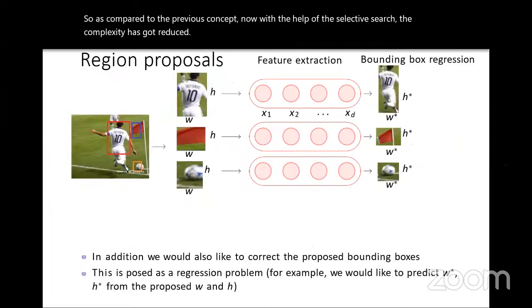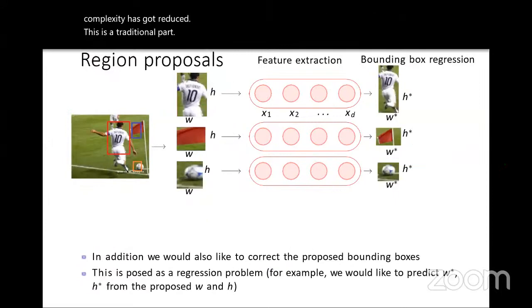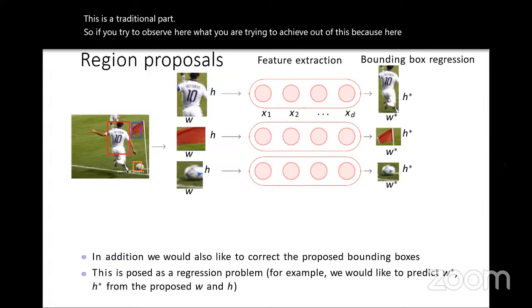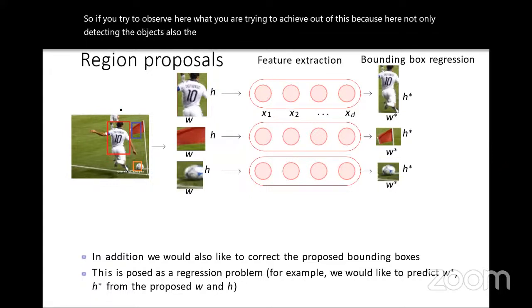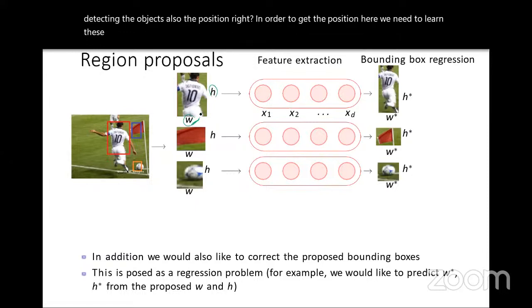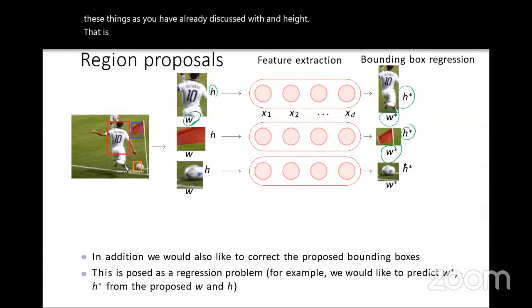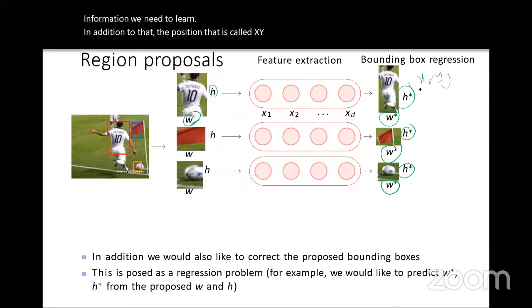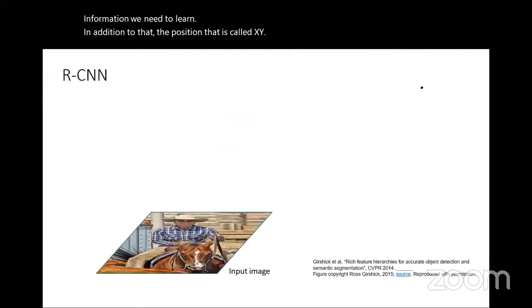This is the traditional part. If you observe here, what we are trying to achieve is not only detecting the objects but also their position, right? In order to get the position, as we have already discussed, we need to learn the width and height, that is the bounding box information. In addition to that, the position, that is X, Y. So that is the basic flow of the object detector concept.